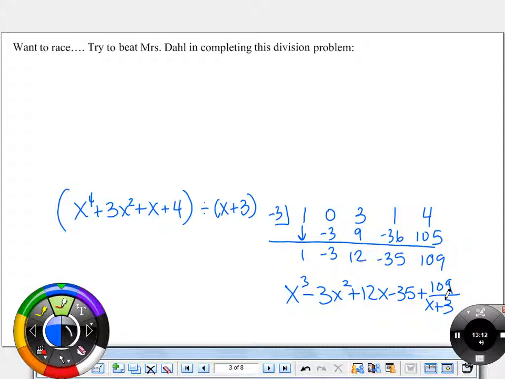How many of you would like to know how to do this? All right. So this is called synthetic division. Okay? So it's kind of like fake, right? Like I didn't do the whole process. I just took out some things and kind of worked without the x's.